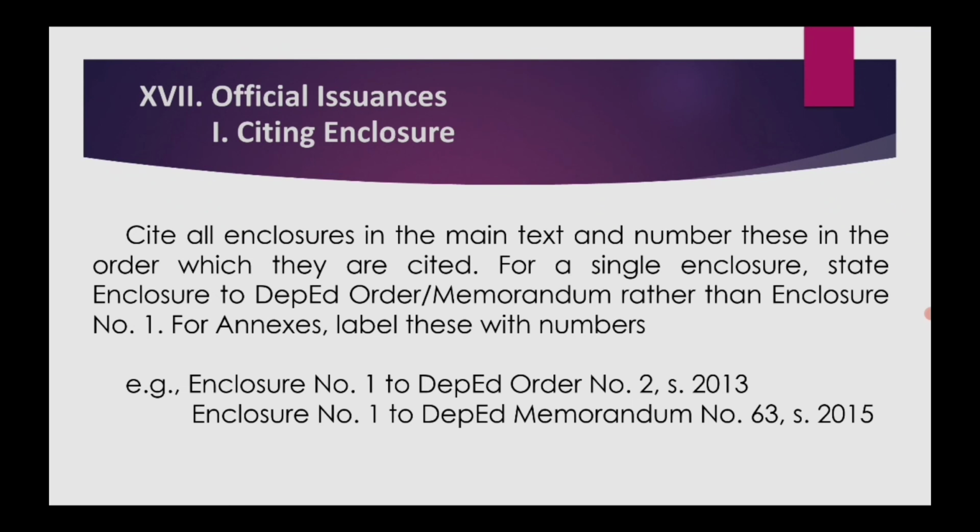Citing enclosure. Cite all enclosures in the main text and number these in the order which they are cited. For a single enclosure, state enclosure to DepEd order memorandum rather than enclosure number 1. For annexes, label this with numbers. Example, enclosure number 1 to DepEd order number 2 series of 2013. Enclosure number 1 to DepEd memorandum number 63 series of 2015.